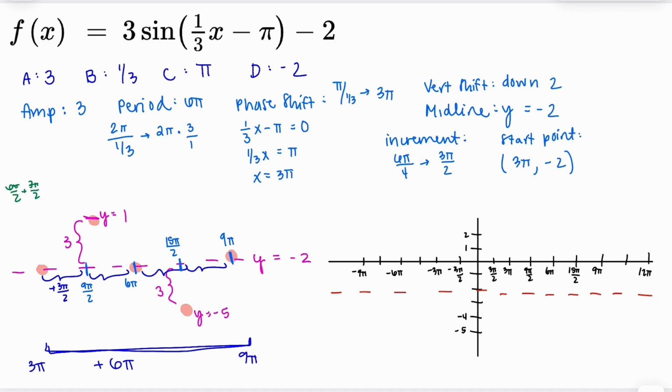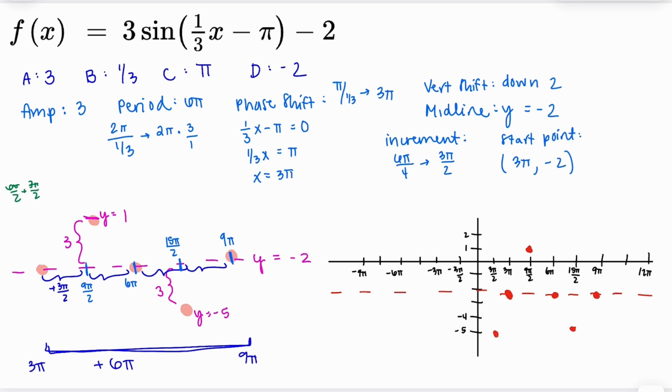We'll start at 3 pi, negative 2. Then we will go to high, the max, 1 increment over. Then we'll go back to the middle, 1 increment over. Then we'll go to the min, 1 increment over, then we'll go back to the middle. And that's 1 period. Oftentimes you're asked to draw 2 periods or to the edge of your graph. So we'll do 2 periods.